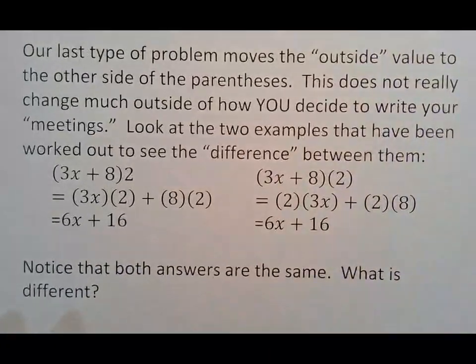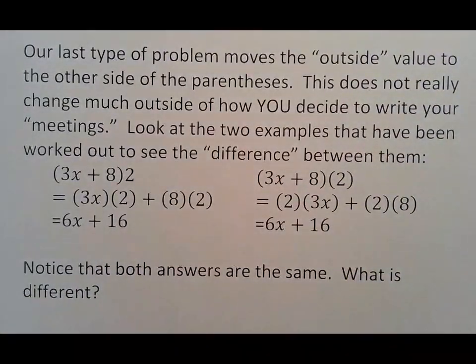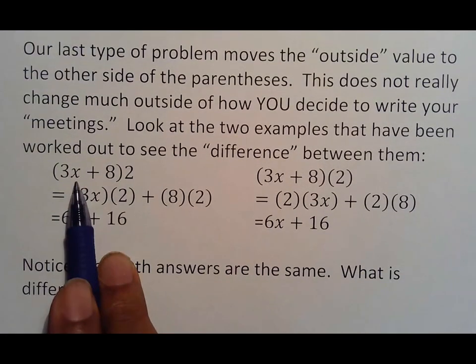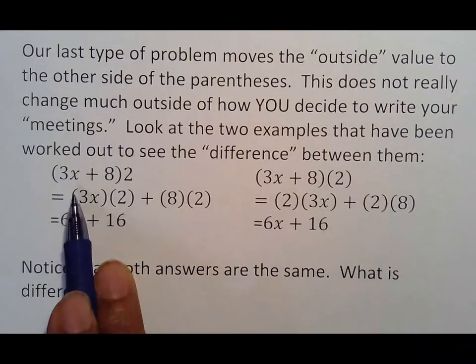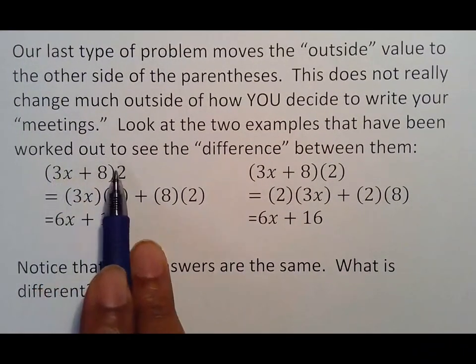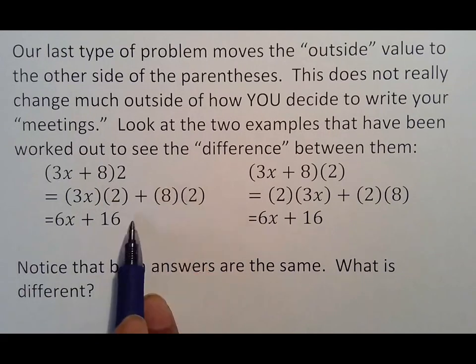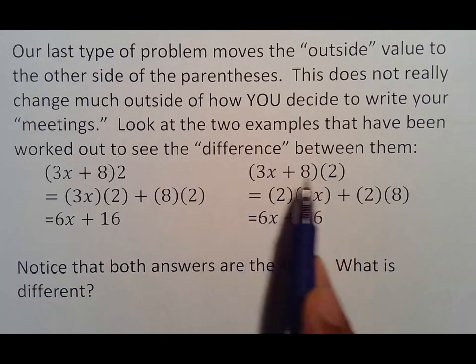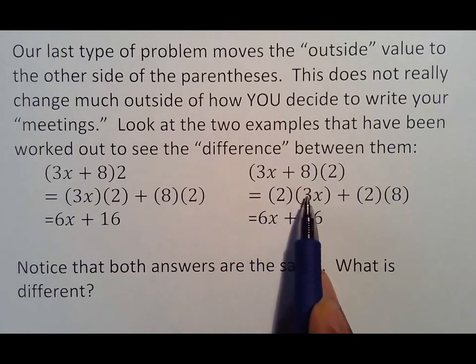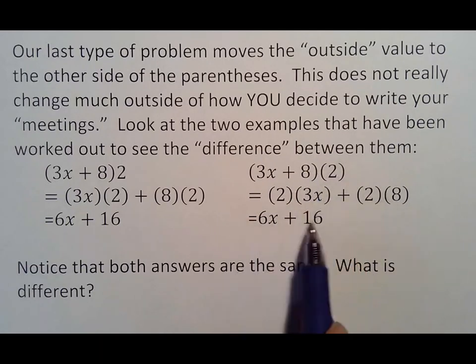And our last type of problem for this week is going to move the outside number to the other side of the parentheses. It doesn't really change much outside of how you decide to write your meetings. So look at the 2 examples that have been worked out to see the difference between them. Here's the same problem. In the first step, they put 3x times 2, which makes sense to me. They put 8 times 2, which makes sense to me. They got 6x plus 16. Same thing over here. 3x times 2, 8 times 2, 6x plus 16.